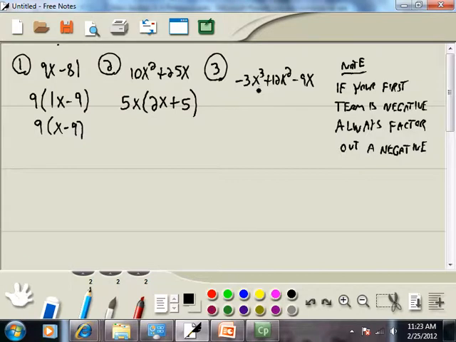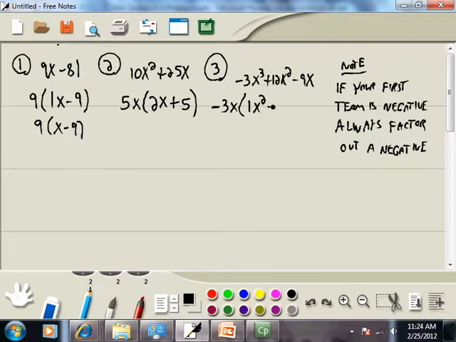So on this problem, I noticed right away that my first term is negative, so I know a negative is going to come out. I got 3, 12, and 9. They're all divisible by 3, so 3 is going to come out. Again, I'm looking for the largest number that divides into all of them. And here I have 3 x's, here I have 2 x's, and here I have 1 x. So I'll bring out a single x. Now negative 3 divided by negative 3 is a positive 1. We had 3 x's, we took 1 away, so that leaves us 2 x's.